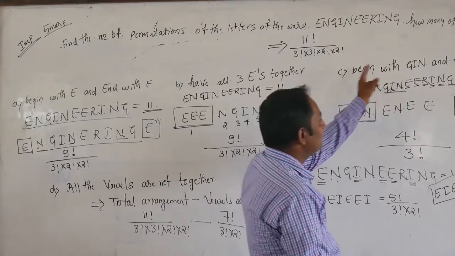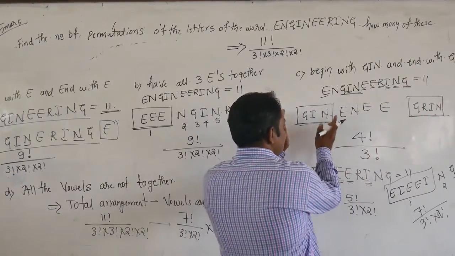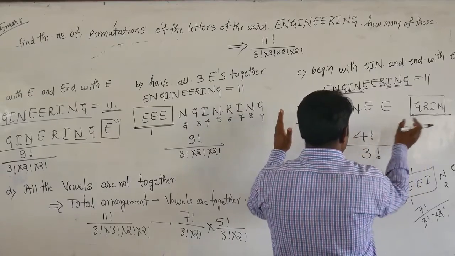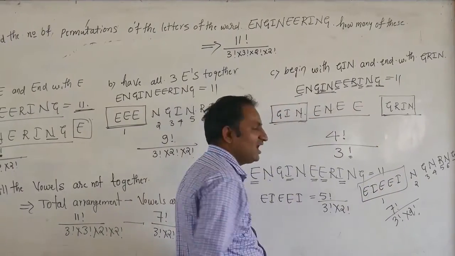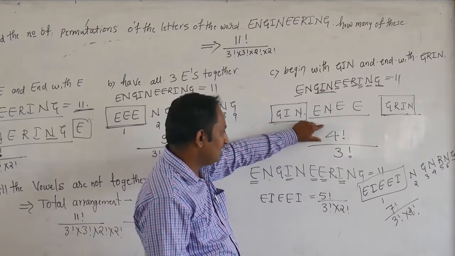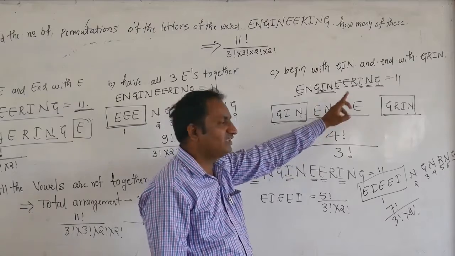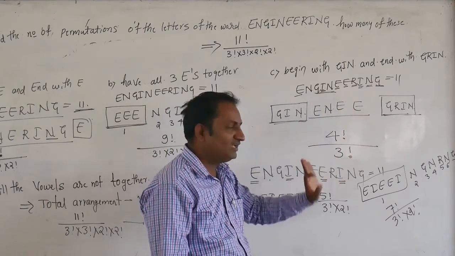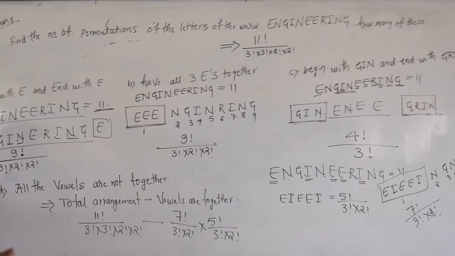Beginning with GIN and ending with GRIN. Consider these two fixed terms, so 4 letters are remaining. These 4 letters are arranged in 4 factorial ways. E is repeating 3 times, so we take 3 factorial.